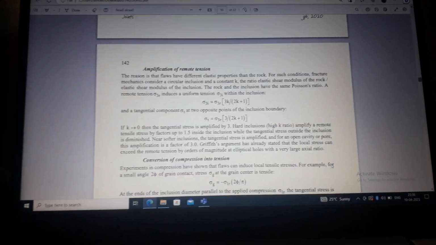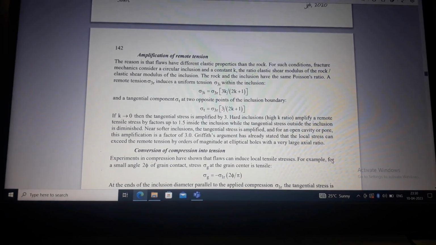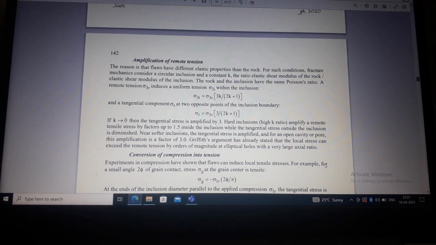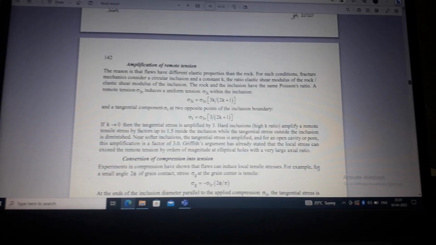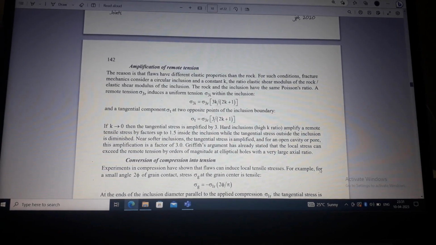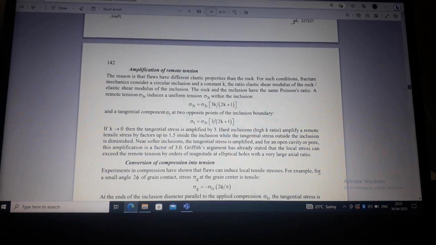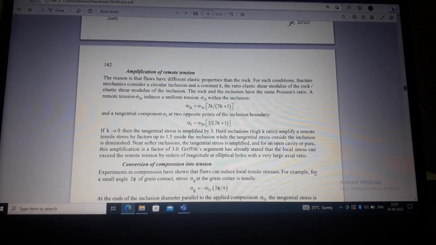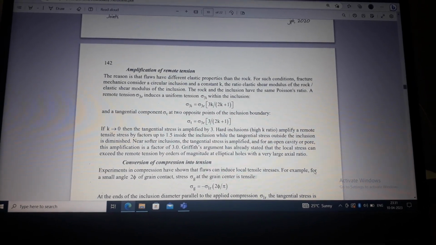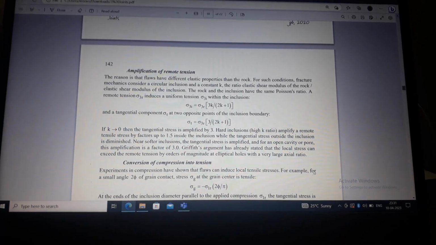The reason is that flaws have different elastic properties than the rock. For such a condition, fracture mechanics considers a circular inclusion and a constant K, the ratio of the elastic shear modulus of the rock upon the elastic shear modulus of the inclusion. The rock and inclusion have the same Poisson ratio. Remote tension sigma 3r induces a uniform tension sigma 3i within the inclusion.